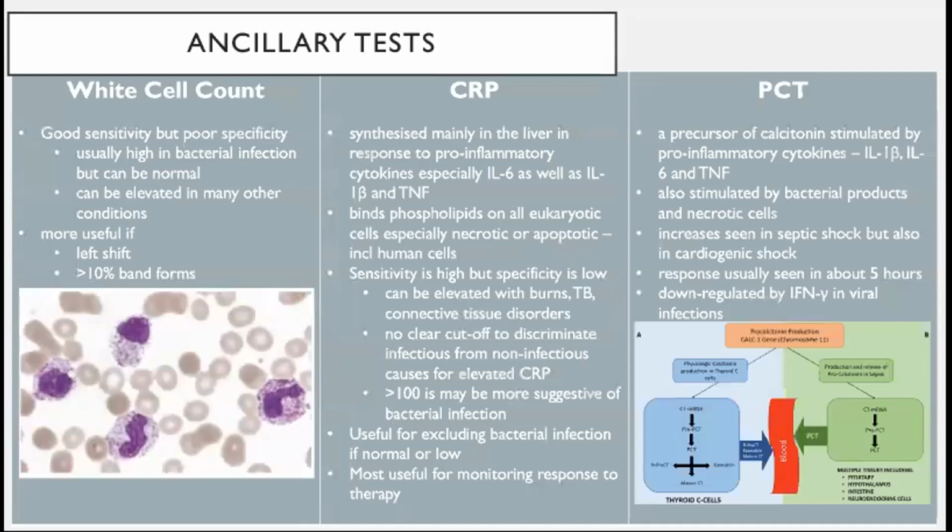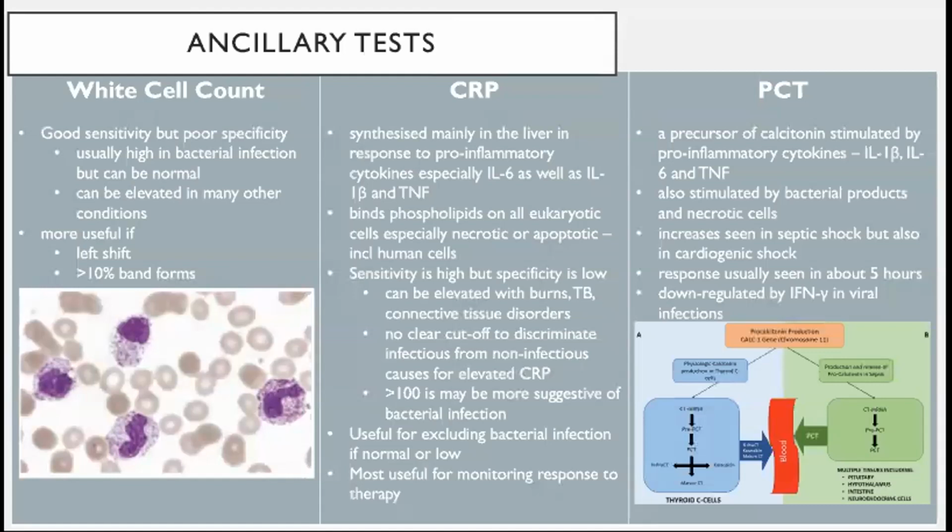So the perfect biomarker would be one with 100% sensitivity, so a positive result would mean that an infection was definitely present and that an antibiotic was absolutely required, and also a test with 100% specificity, so that a negative result meant that there was absolutely no infection and no antibiotic was necessary. But obviously there is no test in medicine that meets those criteria. So these are tests that have varying degrees of sensitivity and specificity for different kinds of conditions.